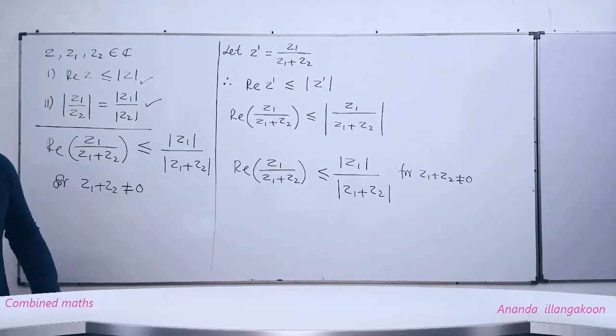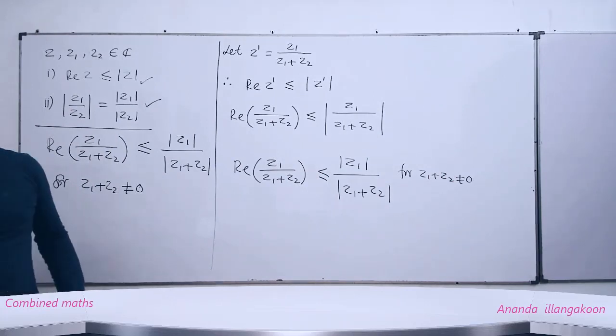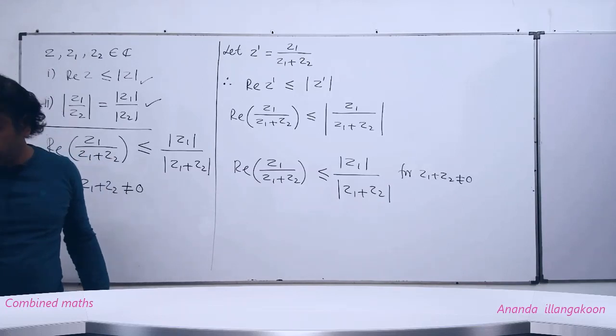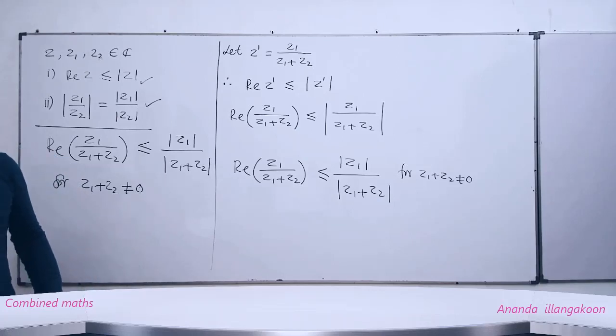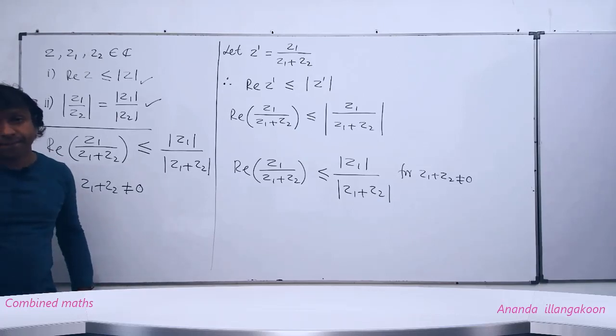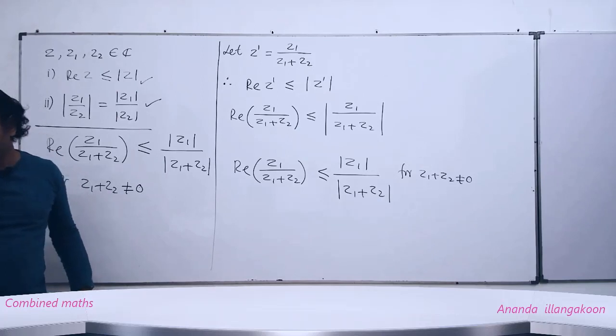Now people, the next one is asking, verify that the real part of Z1 divided by Z1 plus Z2 plus the real part of Z2 divided by Z1 plus Z2 equals 1. How to take that?